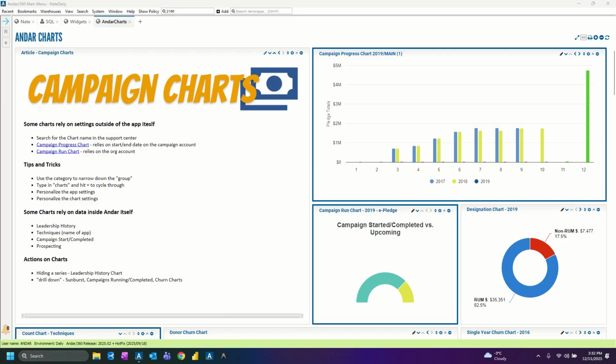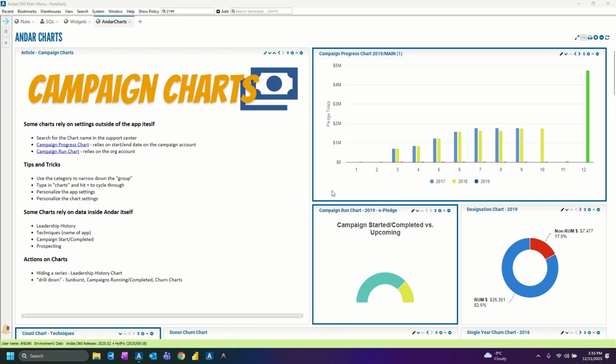The chart that we're going to be looking at here is the campaign progress chart. It's the one in the top right corner that I'm highlighting. The general purpose of this chart is to look at your current campaign and compare it to the prior X amount of years. I have it set up to show 3 years, so compare current campaign year versus those prior two.